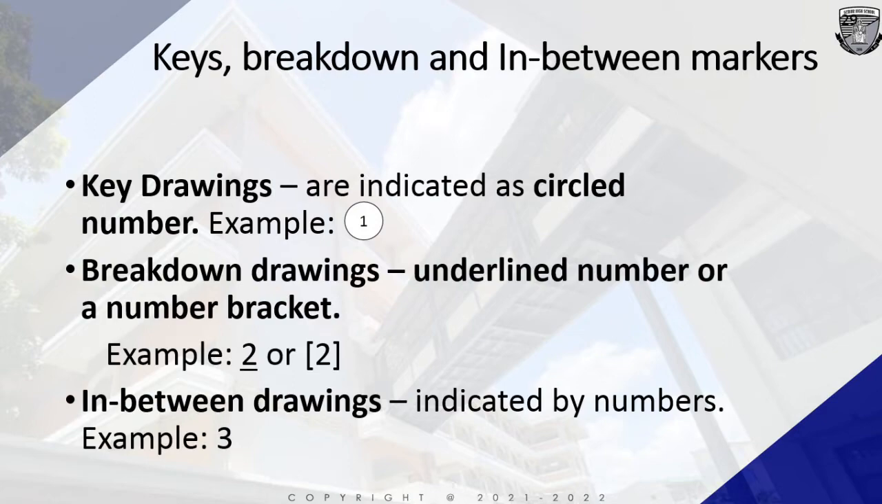So when we have our key drawings, our indicators are what we call circle numbers. Once you place this on your breakdown charts, any number that is circled is called your key drawing. Your key drawings can be an extreme key or just a drawing in between the breakdown chart. We also have your breakdown drawing, which is an underlined number. We have a line or a bracket as an indicator for that. And in-between drawings are indicated by numbers. Any numbers placed on your breakdown chart are called your in-between.